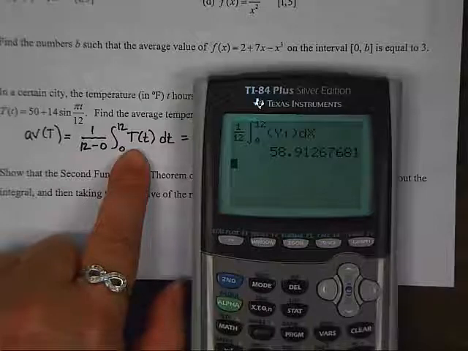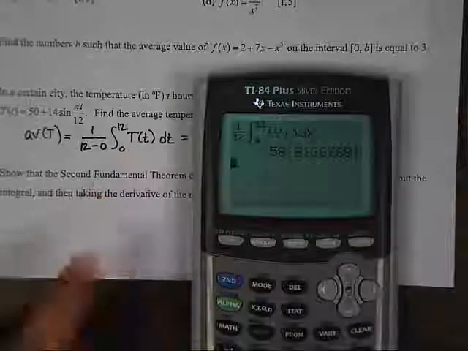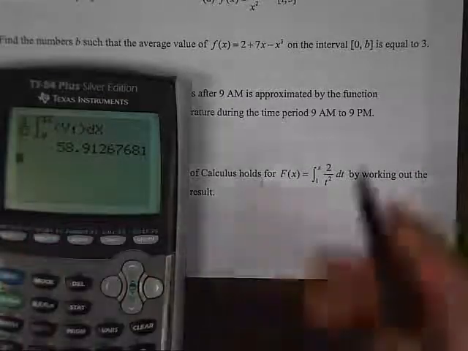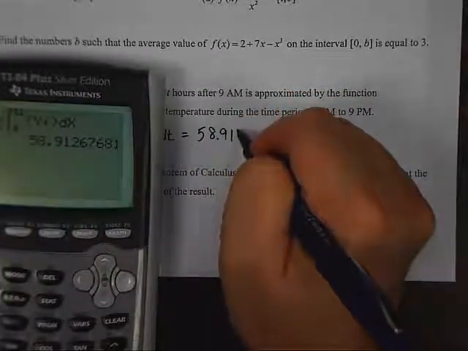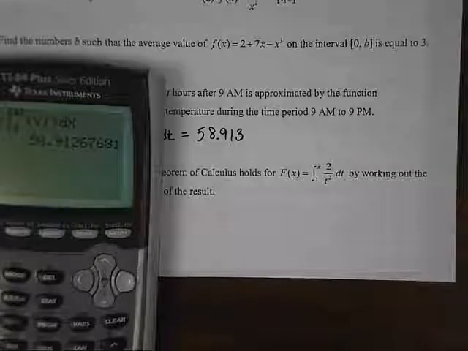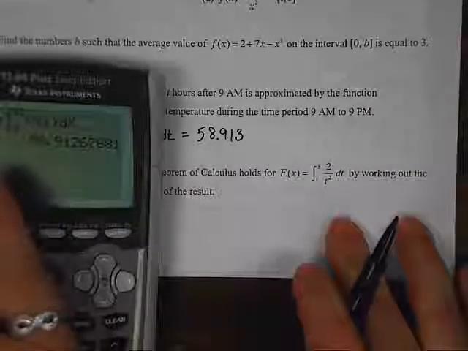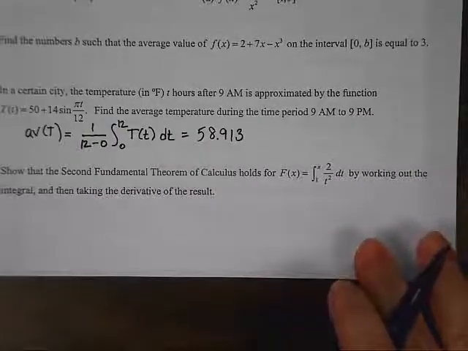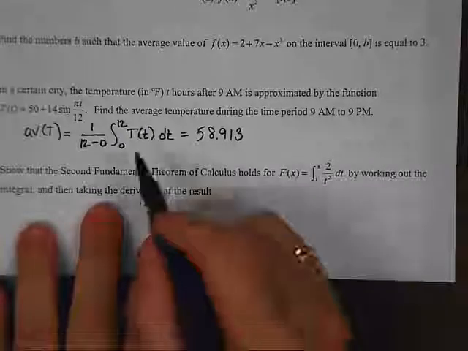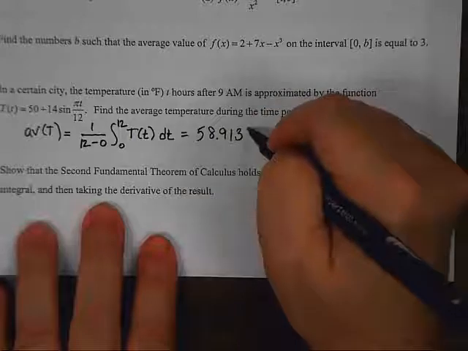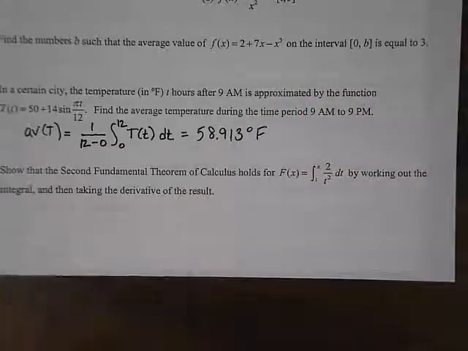Okay. How many decimal places? 3. So I'm going to move this over here. I'm going to copy this down. 58.913. You can round or truncate. Now I'm going to move my calculator. How do I label this? This is the average temperature, so it should be just degrees Fahrenheit. Okay, is that a logical answer?